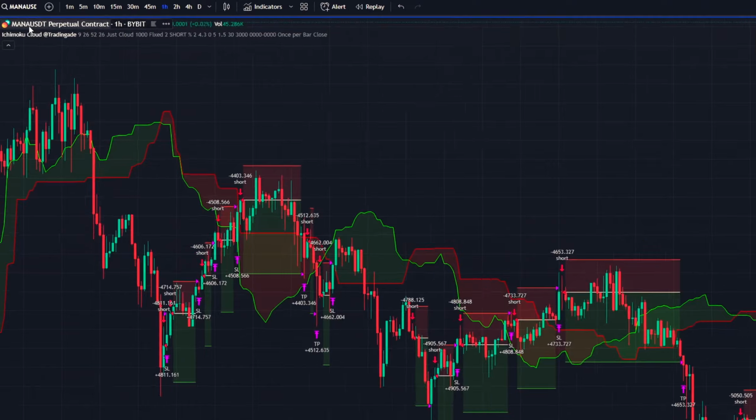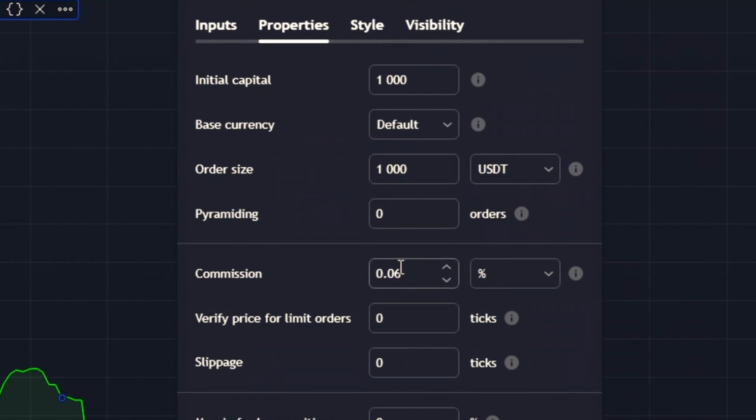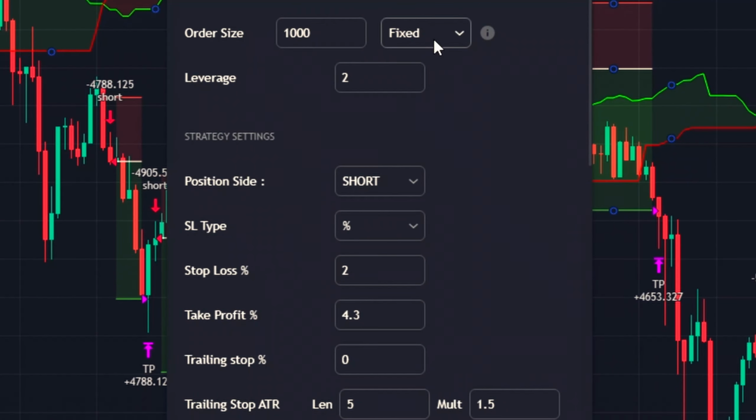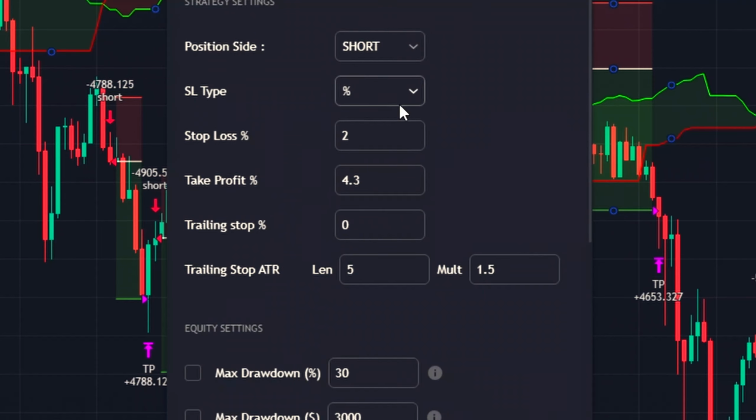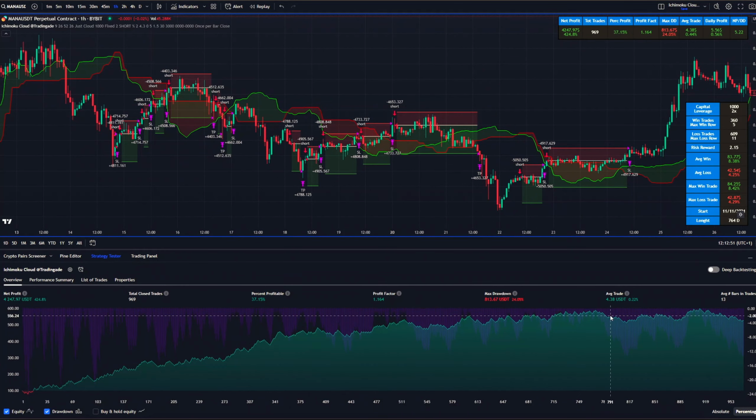So we are here on MANA USDT, Bybit exchange, 1 hour time frame. Initial capital $1,000, 0.06% commission, $1,000 order size with a fixed order size, and leverage 2. We are going only short, with a 2% stop loss and a 4.3% take profit. As you can see, we have a really great equity line, especially from here to here, where it basically always goes up. Then here it goes sideways. At the end of this equity, it starts to decrease a little bit, but probably this is due to the pump in the last period for the crypto market.